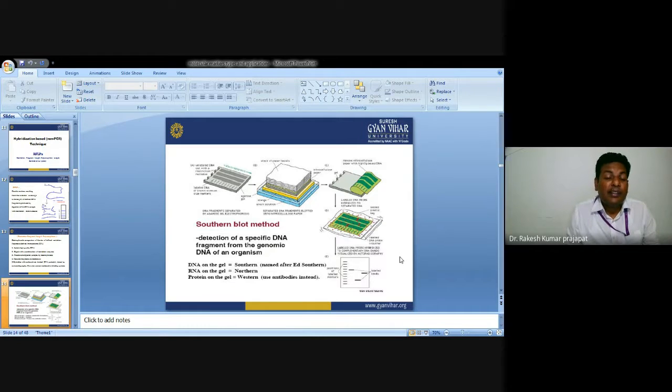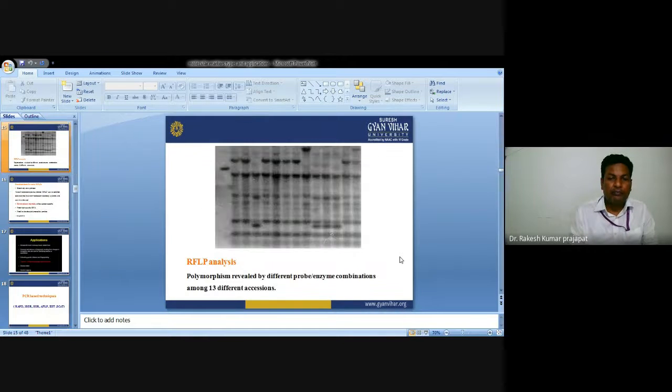If we are studying DNA on the gel, that is known as Southern blot, based on the name of the scientist E. M. Southern. If we are studying RNA on the gel, that is northern blotting, the reverse of Southern. If we are transferring protein from the gel, that is western blotting, using antibodies.